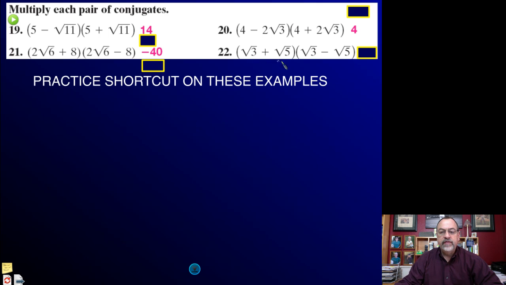The last one here, very quickly, these are conjugates, so radical 3 squared is 3, radical 5 squared is 5, minus sign in between, so this would be negative 2. So again, recognizing conjugates can make the multiplication of these binomial radical expressions very quick. If they're not conjugates, just simply use the distributive property, and that should be fairly simple and easy for you.